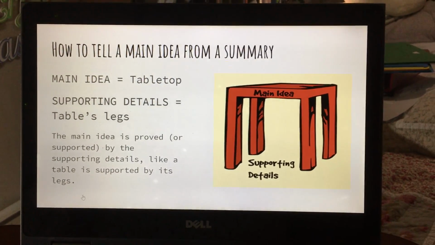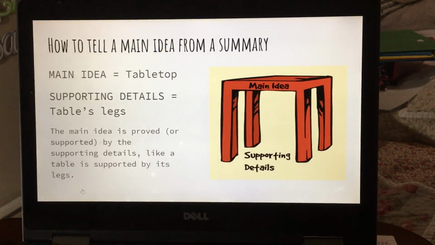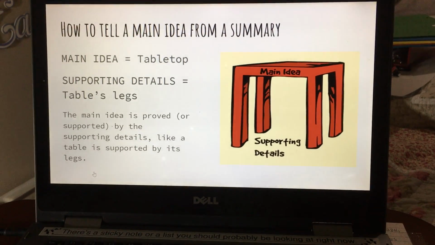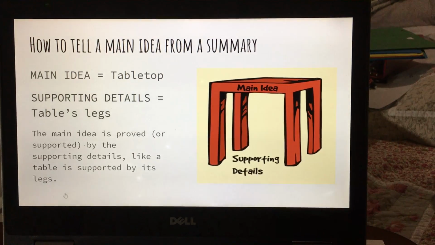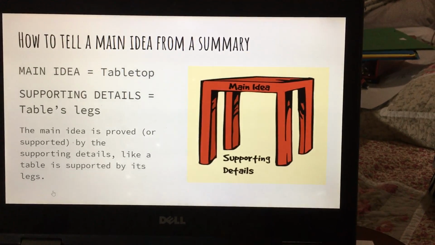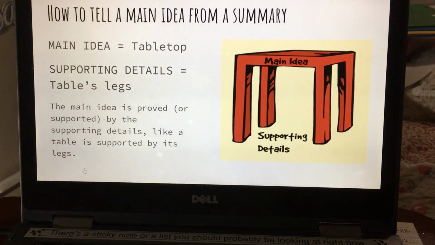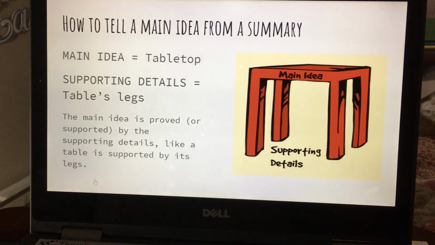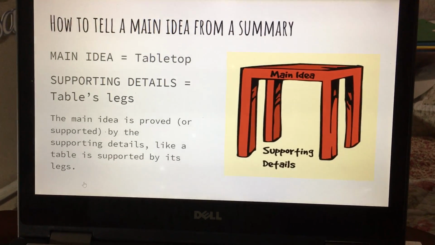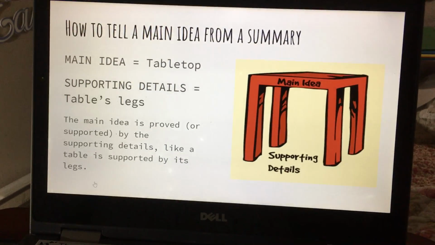Okay, this is a strategy to tell what a main idea is from a summary. The main idea is like a tabletop. And the supporting details in a story to prove that main idea are like the table's legs. So down here it says the main idea is proved or supported by the supporting details, like a table is supported by its legs.